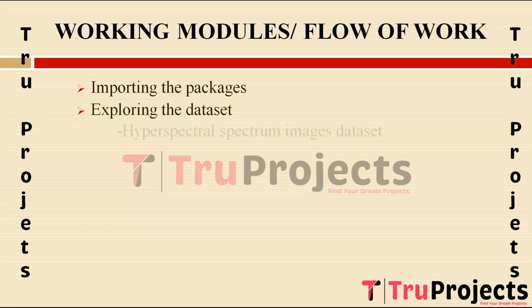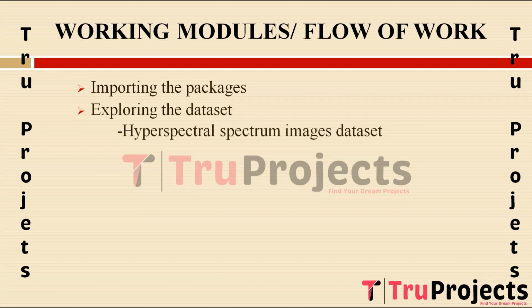Exploring the dataset. Hyperspectral spectrum images dataset. In this phase, the project examines and familiarizes itself with the hyperspectral spectrum images dataset. This includes understanding the structure of the data, the format of the hyperspectral images, and the available labels or gas emission information. Exploratory data analysis (EDA) may also be conducted to gain insights into the dataset.